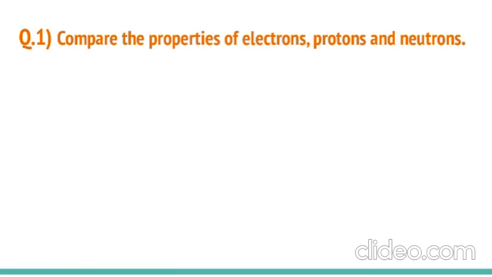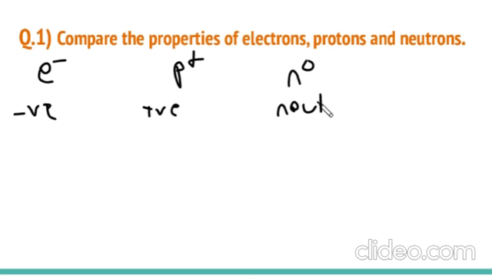Our first question is, compare the properties of electrons, protons and neutrons. Basically in this question we have to compare all the properties of electrons, protons and neutrons, correct? Firstly, what are their charges? Here it is negative charge, here it is positive charge, here it is neutral charge. Correct, the first point can be charges.